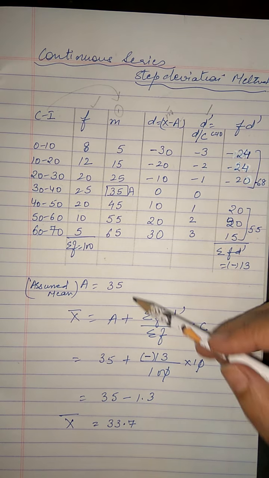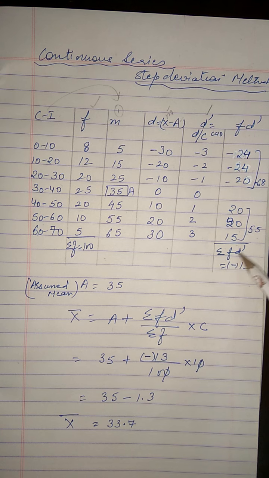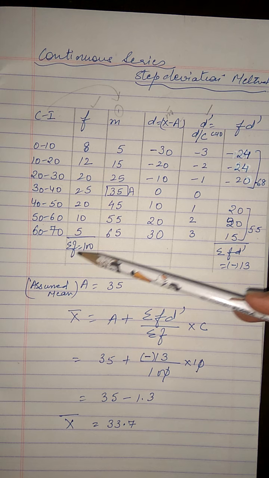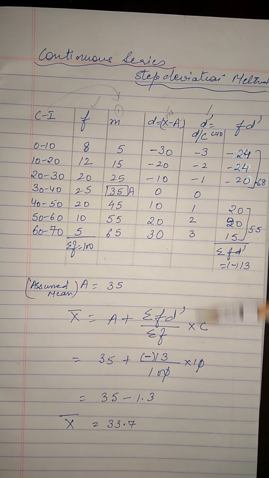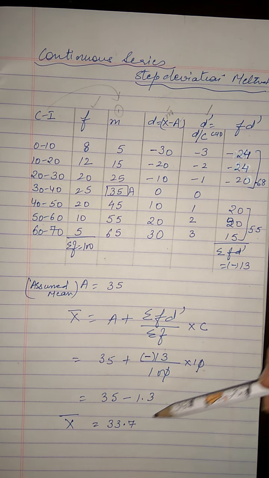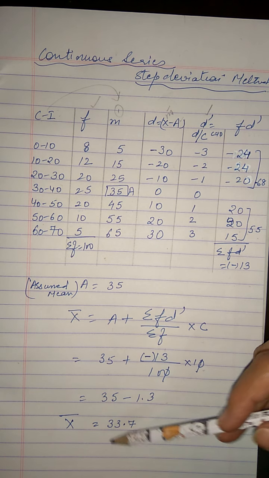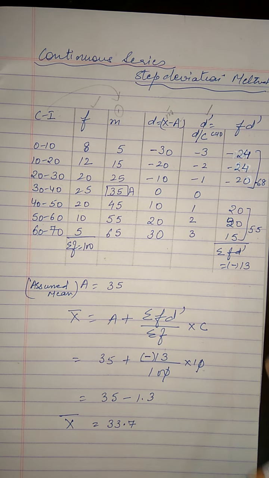So assumed mean is 35, FD dash is minus 13. This FD dash can be positive, it can be negative. Then summation F is equal to 100 and common difference is 10 in this series. So when you divide it and solve the fraction, it's minus 1.3. By subtracting 1.3 from 35, we will get 33.7 as the mean of this series. So this is the step deviation method. I hope this method is clear to all of you.